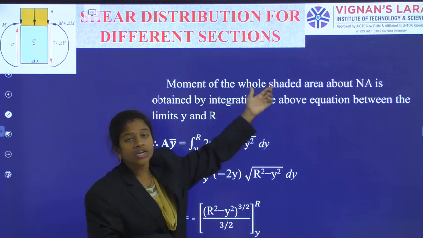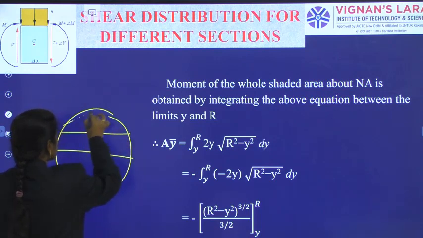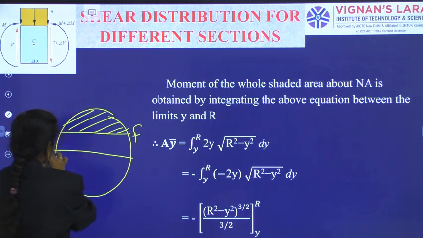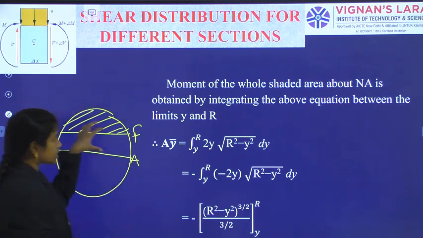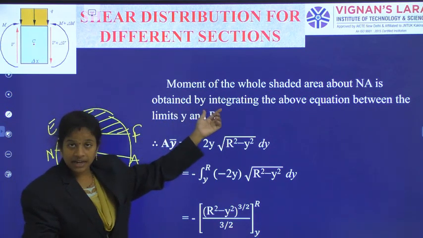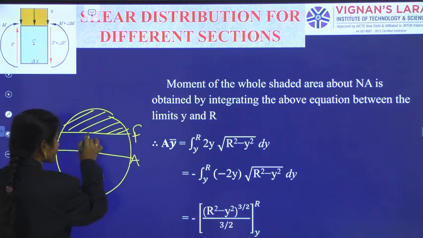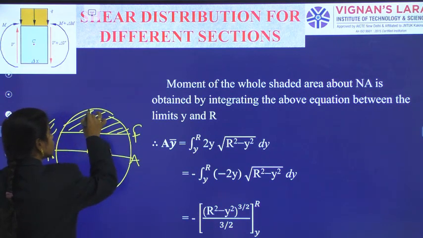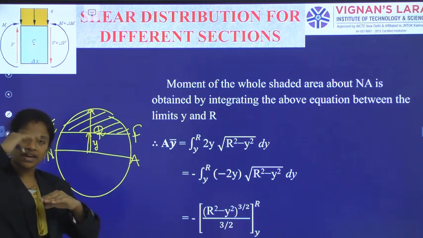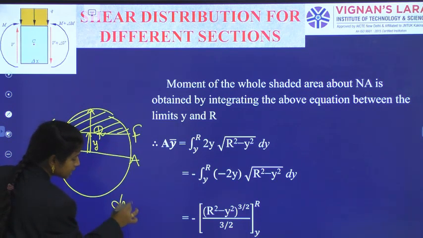Now, the moment of the whole shaded area. How much have we given in the picture? That is the moment of the whole shaded area above the level EF, about the neutral axis. So, the moment of area of the whole portion, that is the shaded area above the neutral axis, is obtained by integrating the above equation between the levels Y to R. See here, it has started from the level Y and it has risen to R. The variation of dy being, dy is my variable there.